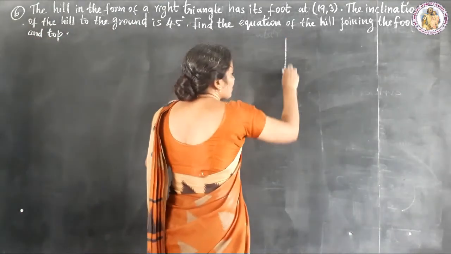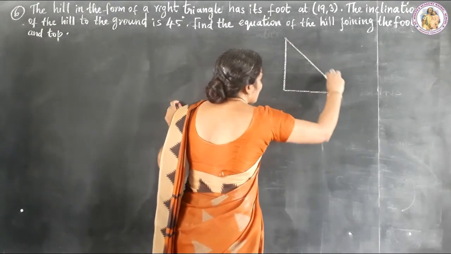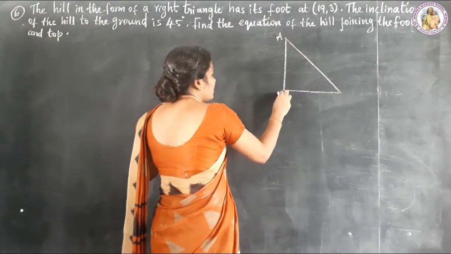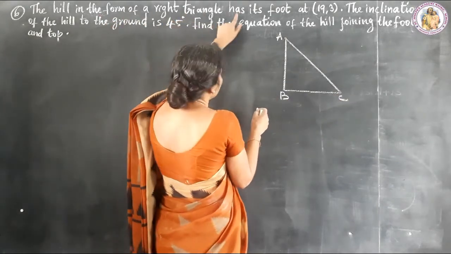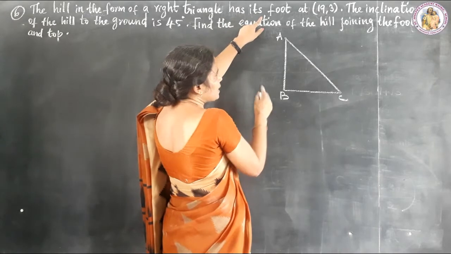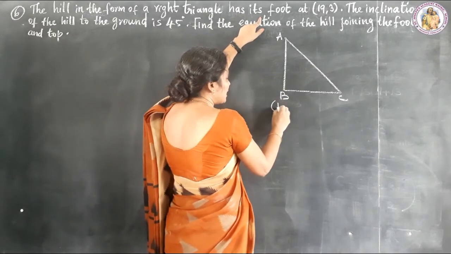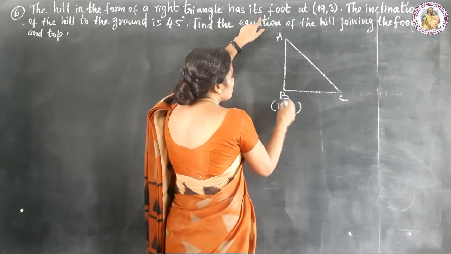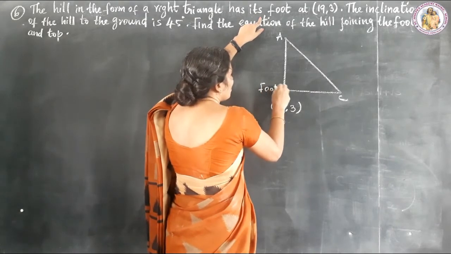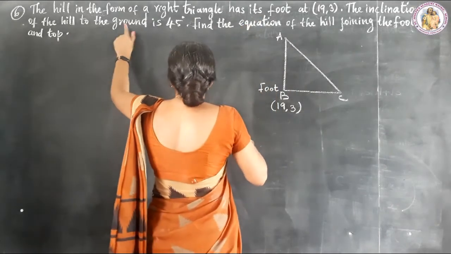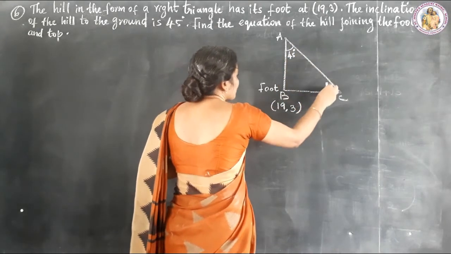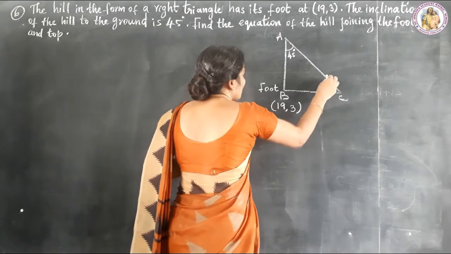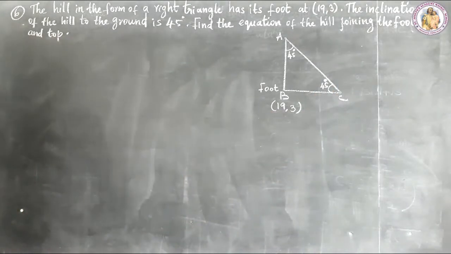So here, taking this as A, B and C. The hill in the form of a right angle triangle has its foot at (19, 3). So taking B as (19, 3). The inclination of the hill to the ground is 45 degrees, so take 45 degrees. Now find the equation of the hill joining the foot and the top.